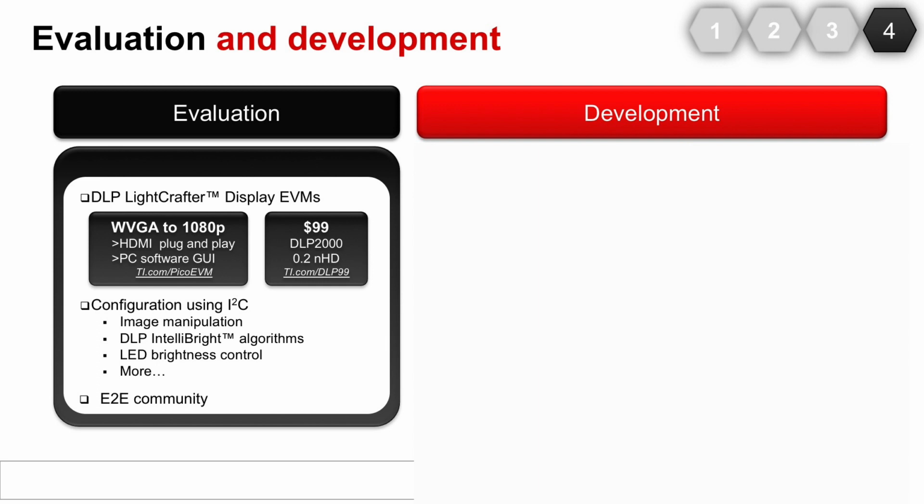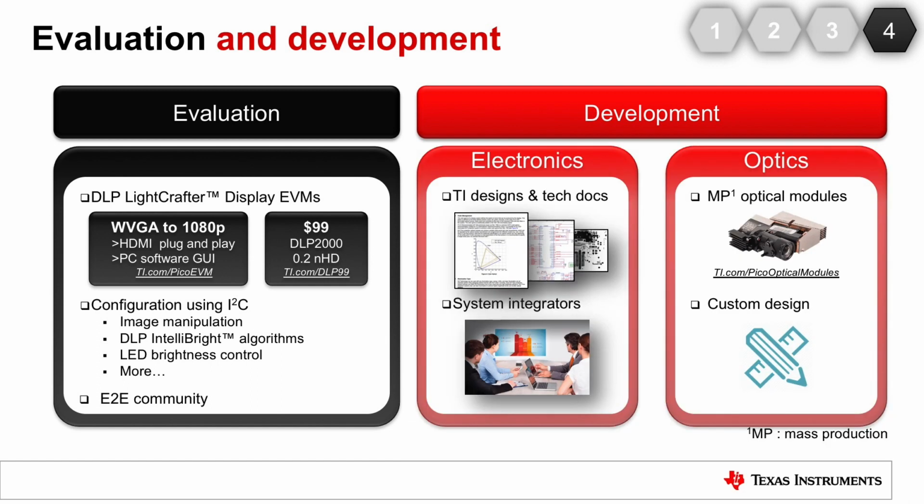And finally, for evaluation, you can always go to the E2E community, where there is definitely somebody either from TI or from the community itself that can answer your questions. Now, when you transition to development, then there are also a wide variety of resources. On the electronic side, TI.com offers TI design resources and technical documents. As you've seen in the past, we've talked about a few of them. And then also there are system integrators that can actually work on the electronics if you choose to do it that way. On the optics side, there are optical modules that are mass production ready, and these can be looked at on ti.com. And then you also have companies that are willing to do custom optics design to cover this portion.